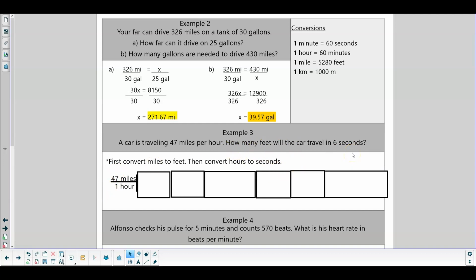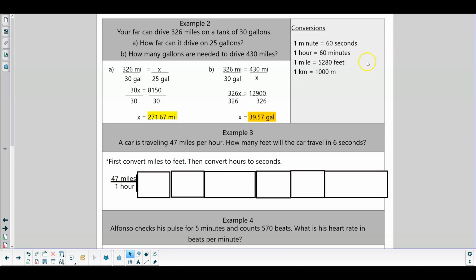So the first part is converting miles per hour, and they want you to basically make this feet per second, since they're going to give me how many feet will a car travel in 6 seconds. The car is traveling at 47 miles per hour. So start with the 47 miles per hour. Remember, it's per 1 hour. That's why there's a 1 on the bottom.